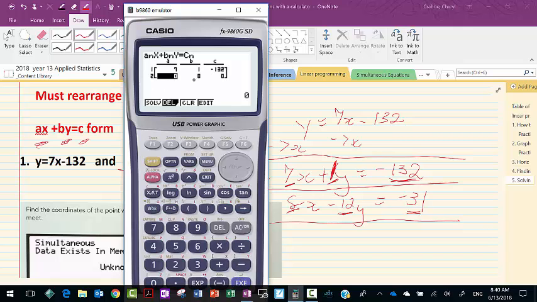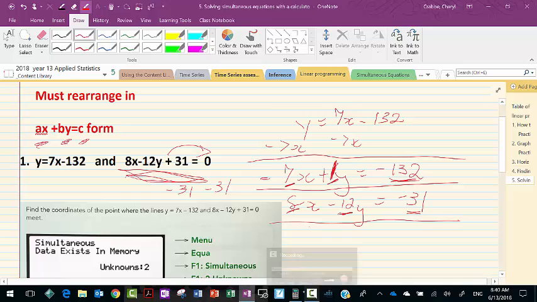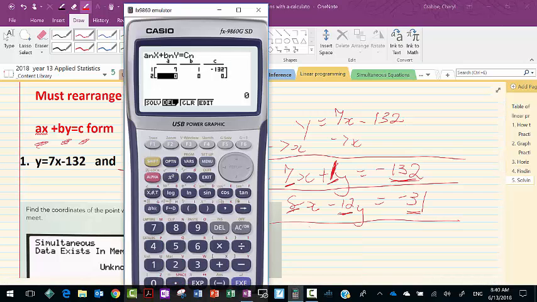We're going to go down to the bottom, and that's where the second equation goes in. So we put in 8, negative 12, and negative 31. And we ask it to solve. So we've got those in there now, 7, 1, negative 132, 8, negative 12, negative, is it a negative? Oh, it doesn't look like a negative. Let's make it negative 31. There we go. Now we've got it in right, and we ask it to solve.